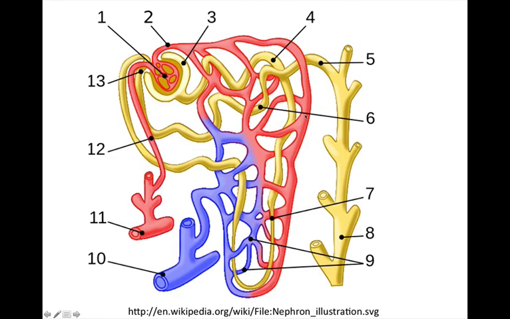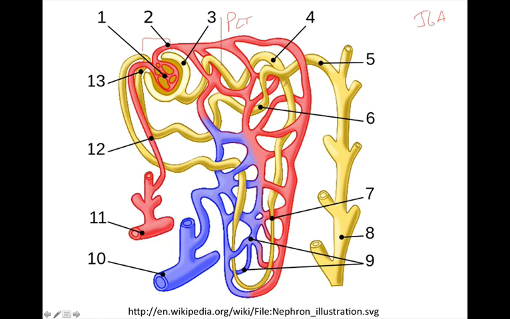Now, before I talk about what I've been referring to as the JGA, or the juxtaglomerular apparatus, let's review the basic structure of the nephron for a second. The beginning of the nephron, remember, is the renal corpuscle, which consists of the glomerulus and Bowman's capsule, and then extending from the renal corpuscle is the first major tubule of the nephron that we call the proximal convoluted tubule.